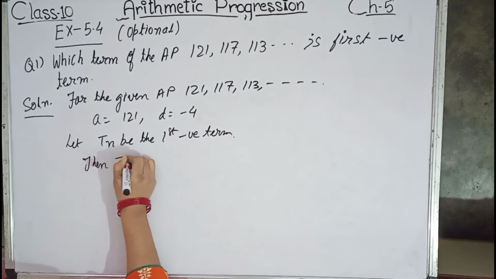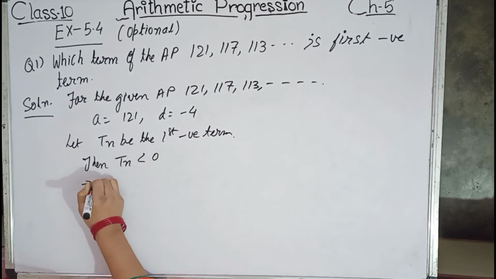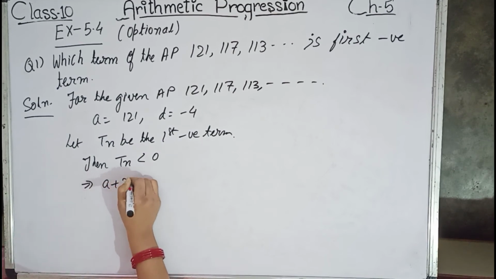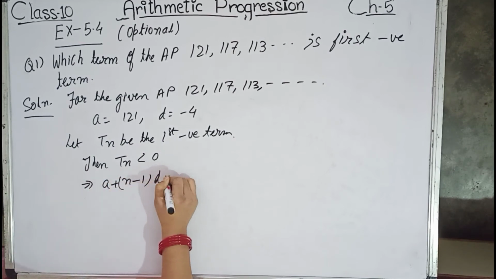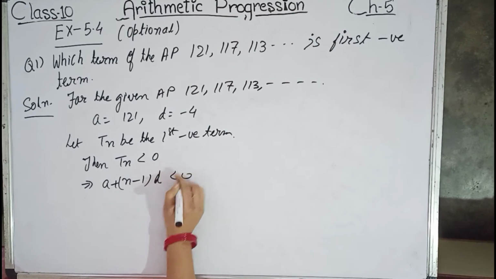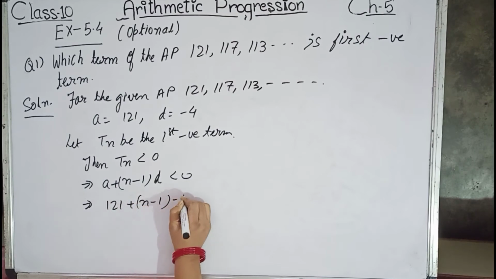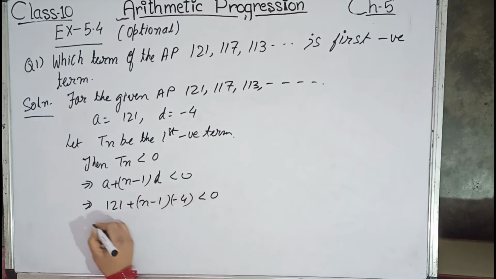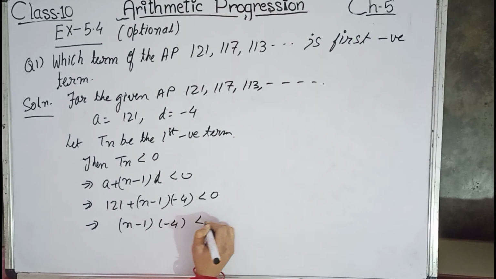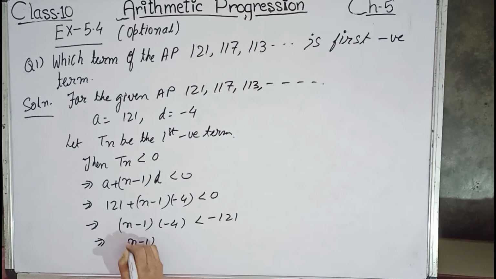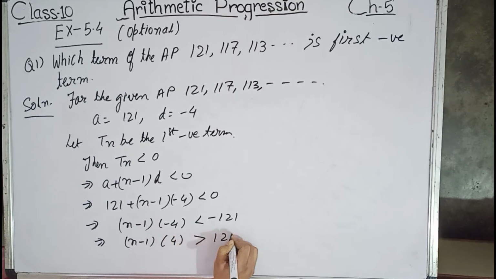Then Tn is less than 0. This implies A plus n minus 1 into D is less than 0. This implies 121 plus n minus 1 into minus 4 is less than 0. This implies n minus 1 into minus 4 is less than minus 121. This implies n minus 1, this minus minus we can't cancel in an inequality, so we will be writing into 4 is greater than 121.